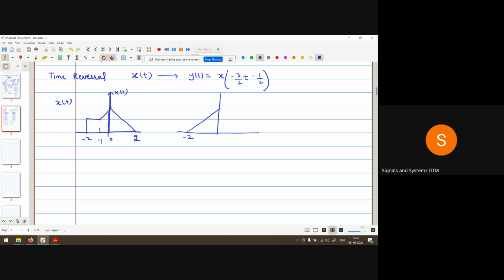Now we go to the negative side. From t equals 0, it will be reducing at t equals minus 1. Then from t equals 0, it will be reducing at t equals 1. From 1 to 2, it will be behaving as a step signal. So we can say this is the x of minus t signal. This is about the reversal property, time reversal.